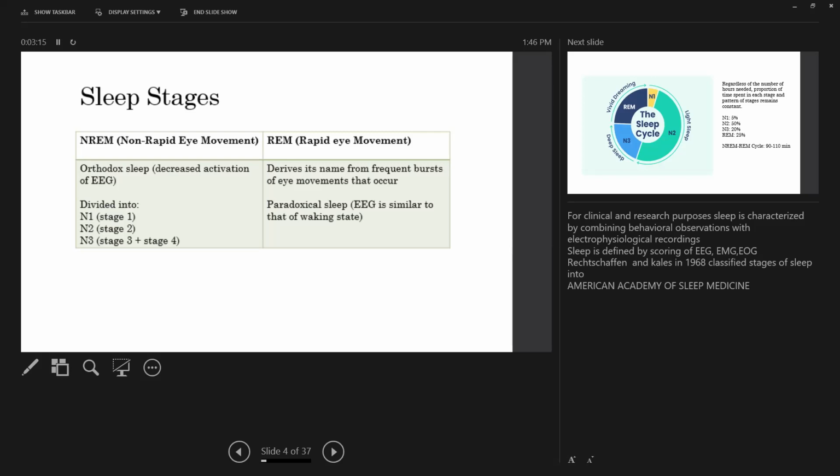REM sleep is also known as paradoxical sleep. Paradoxical in the sense that the EEG in this sleep resembles the EEG which we see in the awake pattern. But non-REM sleep is known as orthodox sleep. The EEG is similar to that of sleep, as its name stands. There was an earlier classification which divided non-REM sleep into stage 1, stage 2, stage 3, and stage 4. But now stage 3 and stage 4 have been clubbed into N3. Now, according to the American Academy of Sleep Medicine, we have 3 stages: N1, N2, and N3.